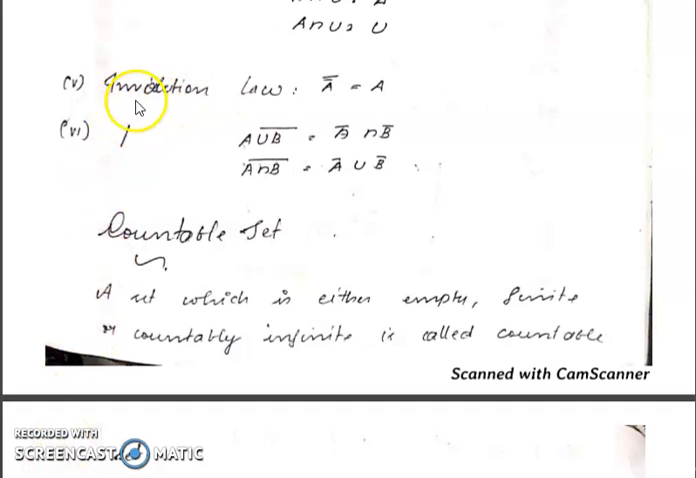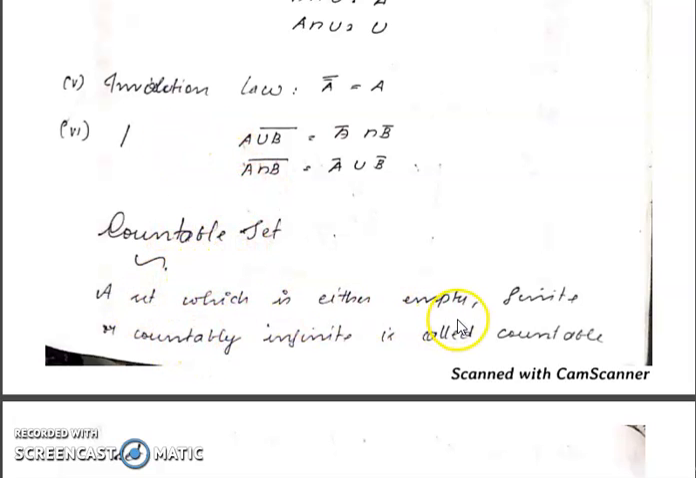This is the involution law: the double bar of A, A bar the whole bar, is A. Then (A union B) the whole bar is A bar intersection B bar. (A intersection B) the whole bar is A bar union B bar. So this is De Morgan's law. You can write it here, that is De Morgan's laws, D-E-M-O-R-G-A-N.